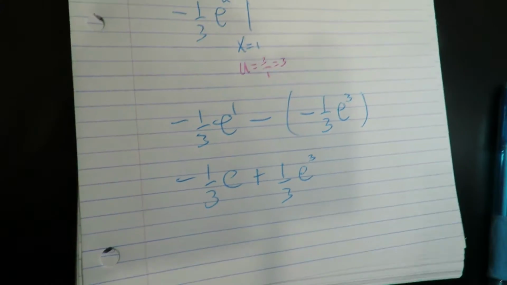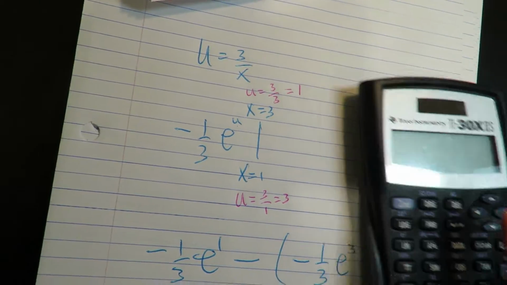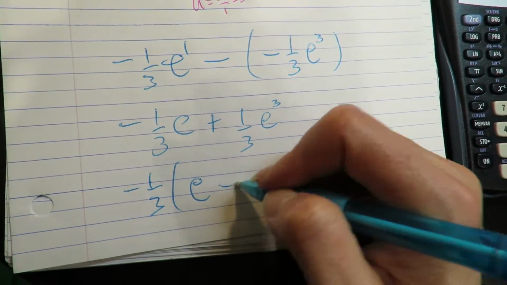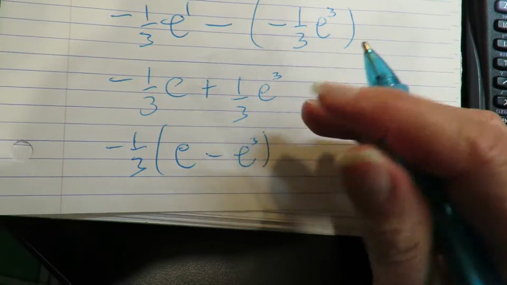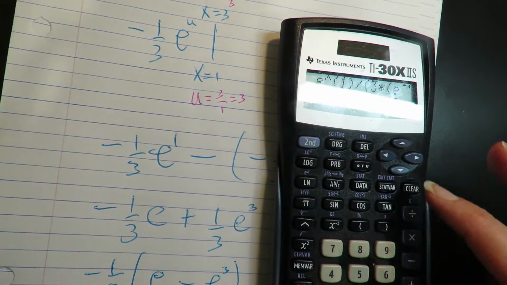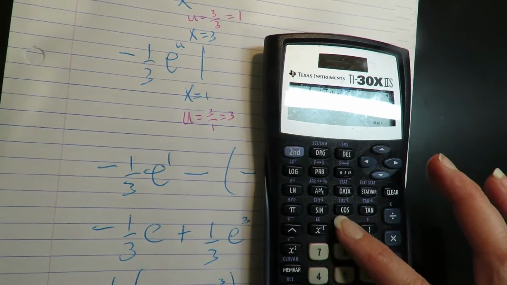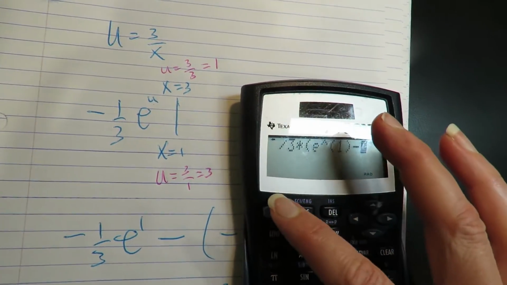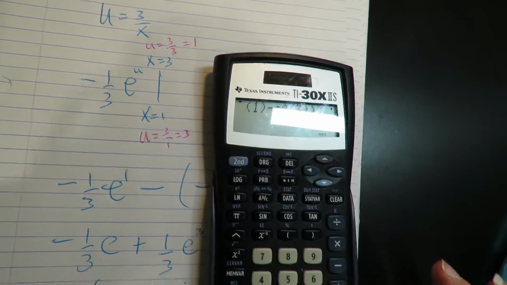Alright, let me just go ahead and throw this in my calculator. I'm just debating if I want to factor out a negative 1/3. I think I do. I mean, you could technically pull out an e as well. I just think that's a little easier to put in my calculator. Alright, so negative 1/3 times e minus e to the 3rd. I gotta close the whole thing because I pulled out the common factor.